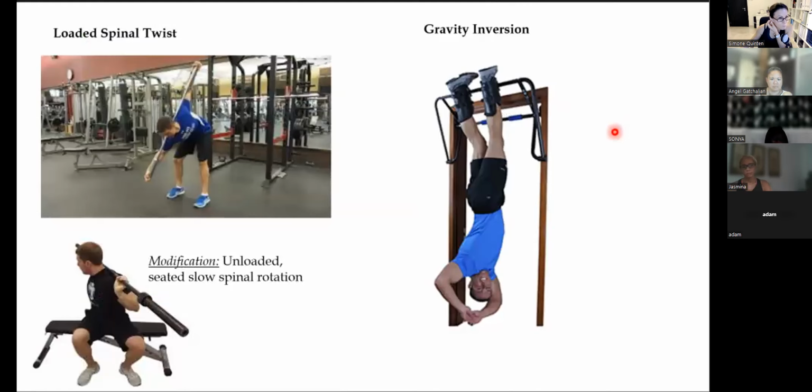So the loaded spinal twist. Okay, so now that's going to be very interesting, in particular when we're doing exercises like this in the gym. What is the purpose of the exercise? For example, if the purpose of the exercise is to work the obliques, and he does it in a controlled movement, it's a good exercise in order to get a very good oblique workout, okay?